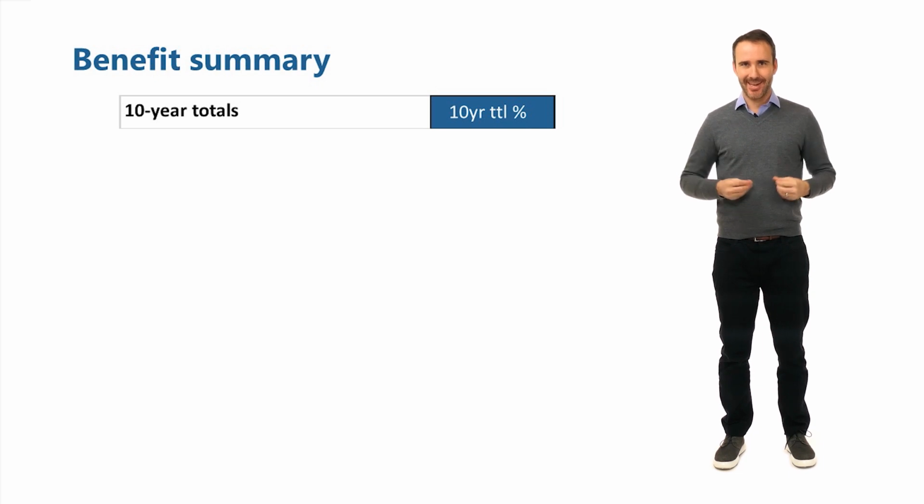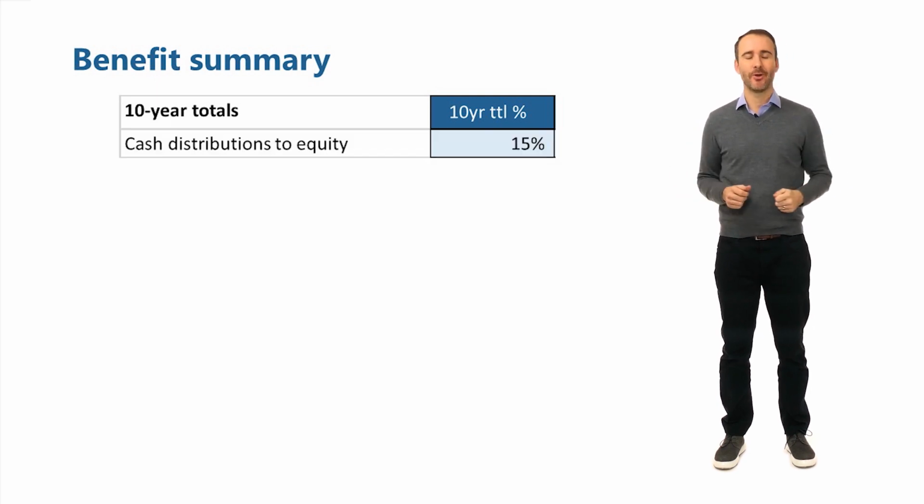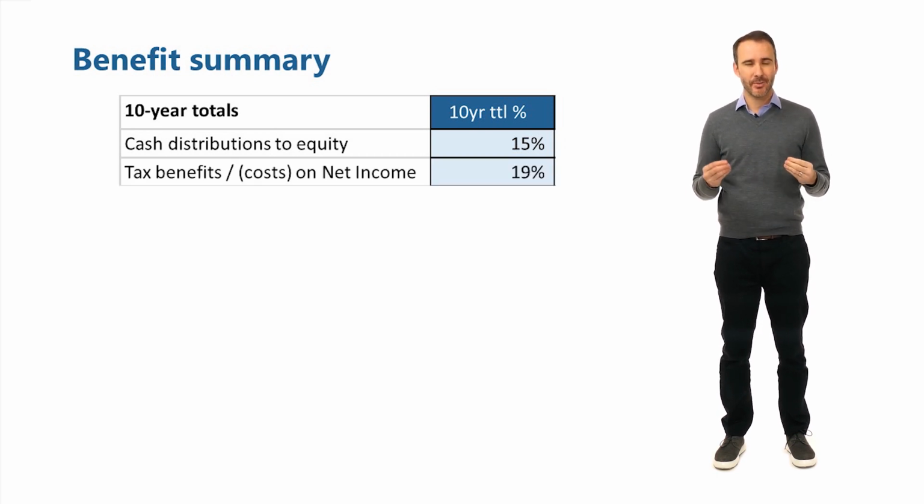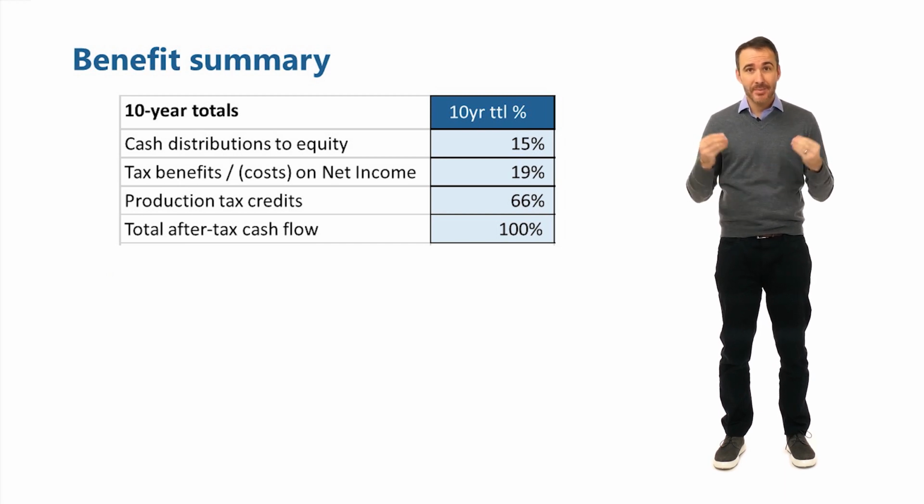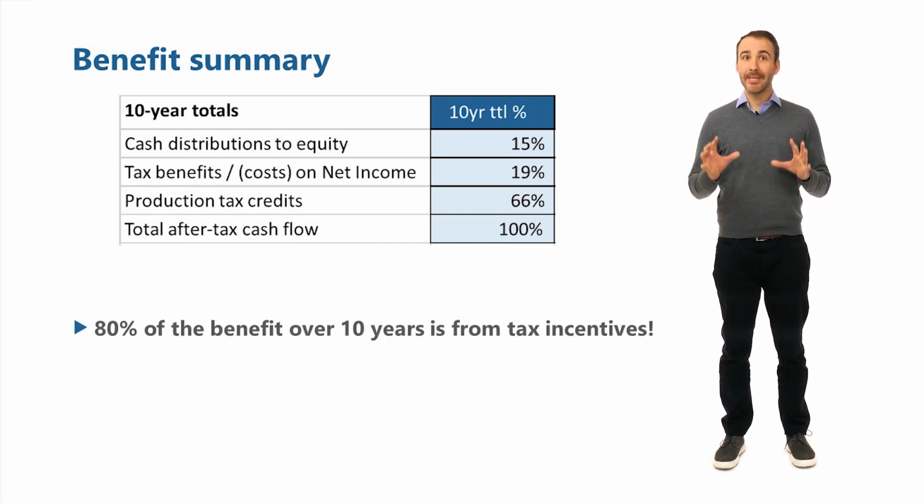In terms of scale, it is worth noting that over the first 10 years of the project, only 15% of the after-tax cash flow is derived from cash distributions, 19% from the tax shield associated with tax losses, and 66% from the tax credit. Over 80% of the after-tax cash flow to the investor is from tax incentives. And this mix does change once we look beyond the initial 10 years, but still, tax is a major driver of the financial returns from renewable energy investments.